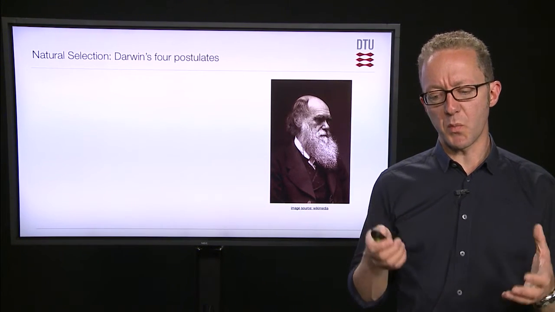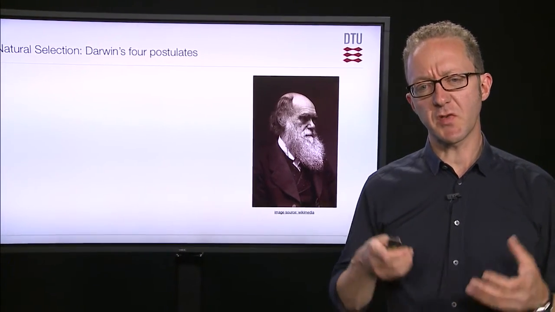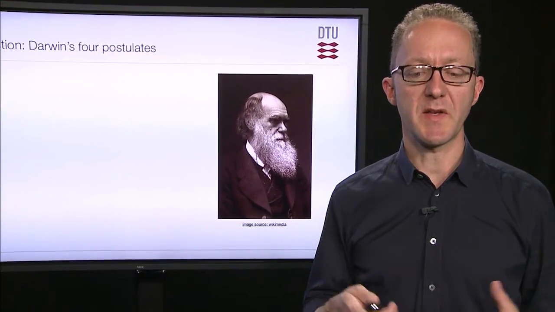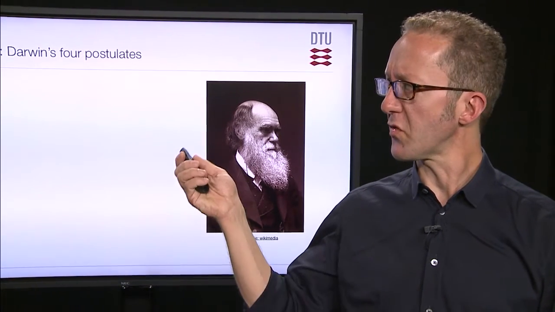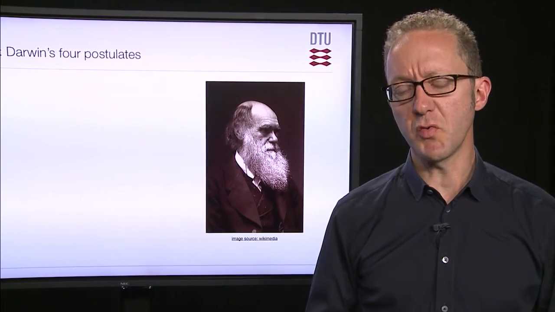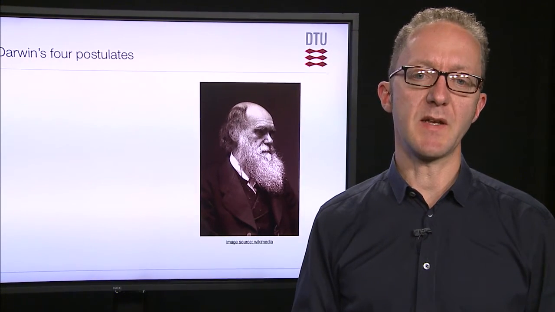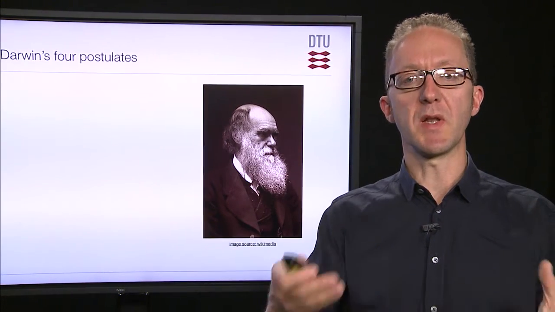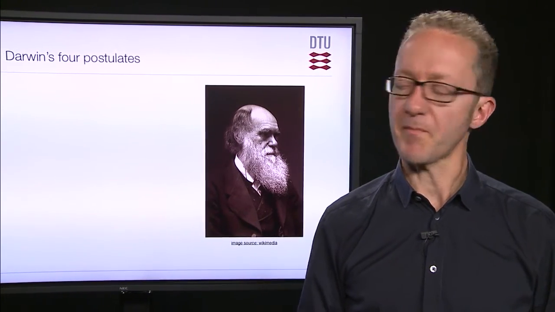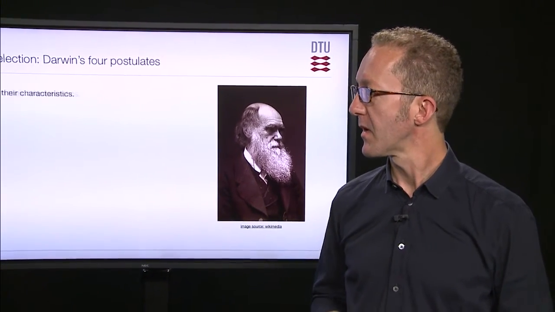Now, one way in which we can present Darwin's thoughts on natural selection is to come up with 4 postulates that Darwin himself made about populations. And as it turns out, if these 4 postulates are true, then it follows self-evidently that natural selection must occur, that populations of animals will adapt over time to their environment. So let's have a look at the 4 postulates and examine each of them in turn.